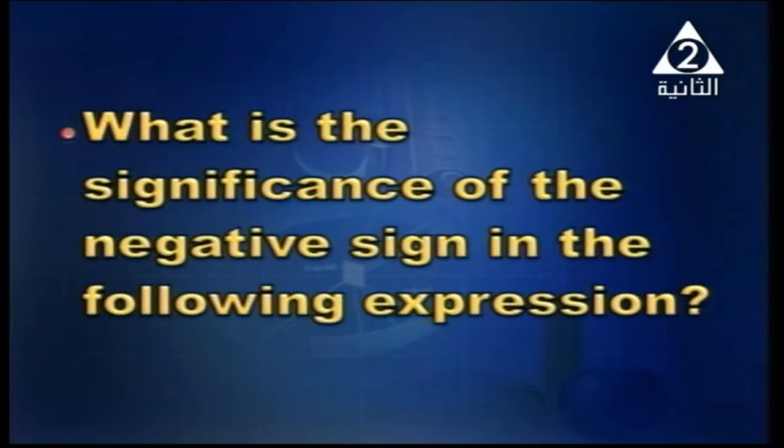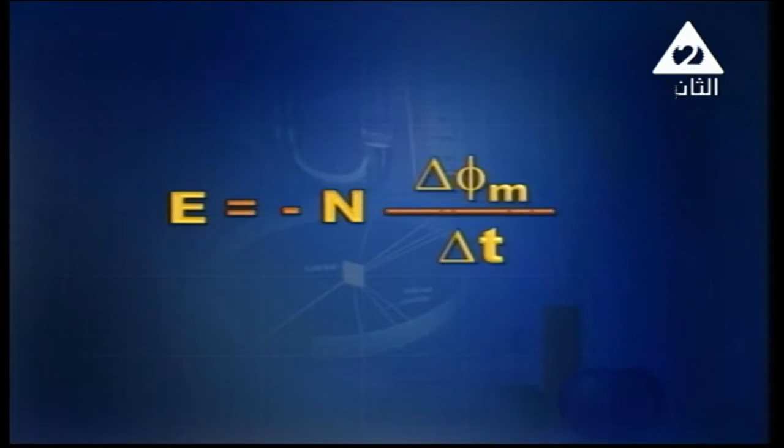Another type of question: what is the significance of the negative sign in the following expression? Okay, so we've got a relation, an expression, but we've got a negative sign. We want you to mention the significance of the sign. EMF equals negative sign n, where n is the number of turns, delta phi magnetic over delta t. What about this negative sign? What does it refer to?